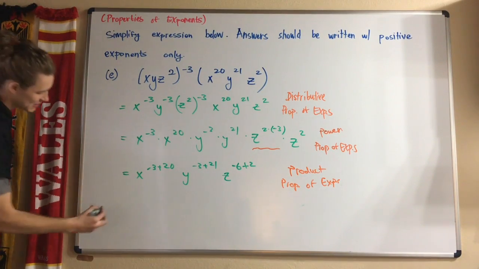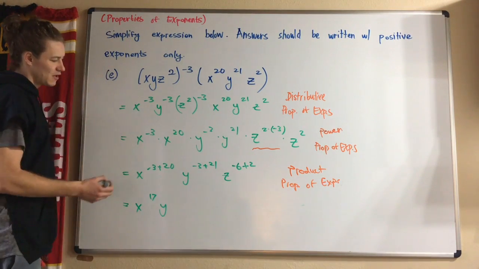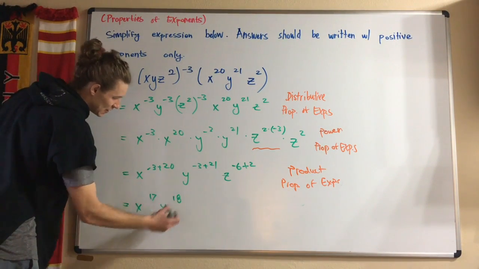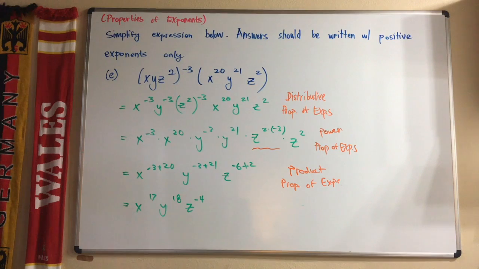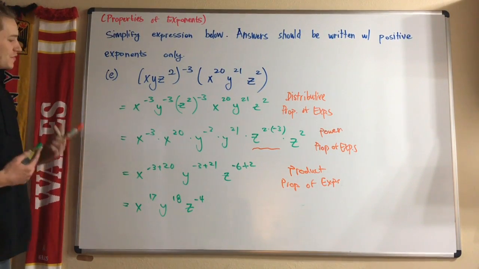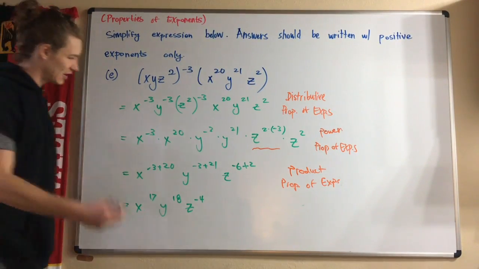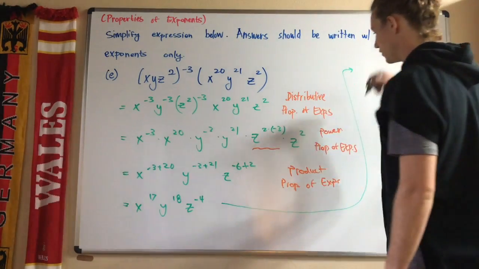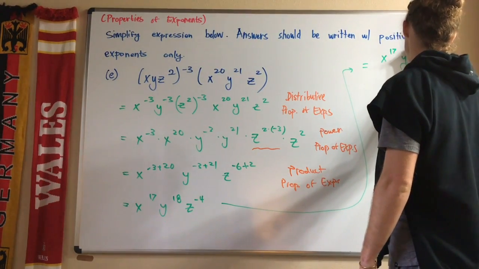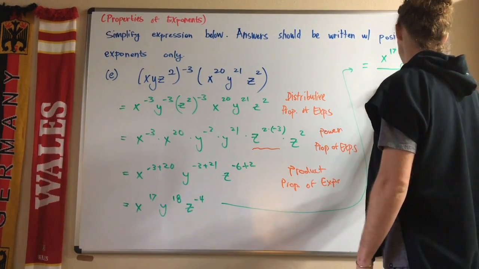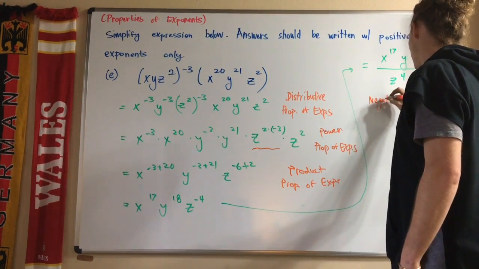At this stage, we need to simplify these exponents. Negative 3 plus 20 is 17, so I have x to the 17. Negative 3 plus 21 is 18. And negative 6 plus 2 is negative 4. Now we're not quite done yet because we need to rewrite this with only positive exponents. So how can we do that? We can use the negative exponent property to put z into the denominator. For our solution, we have that this is equal to x to the 17, y to the 18, over z to the 4th. And how could we do that? That's just the negative exponent property.